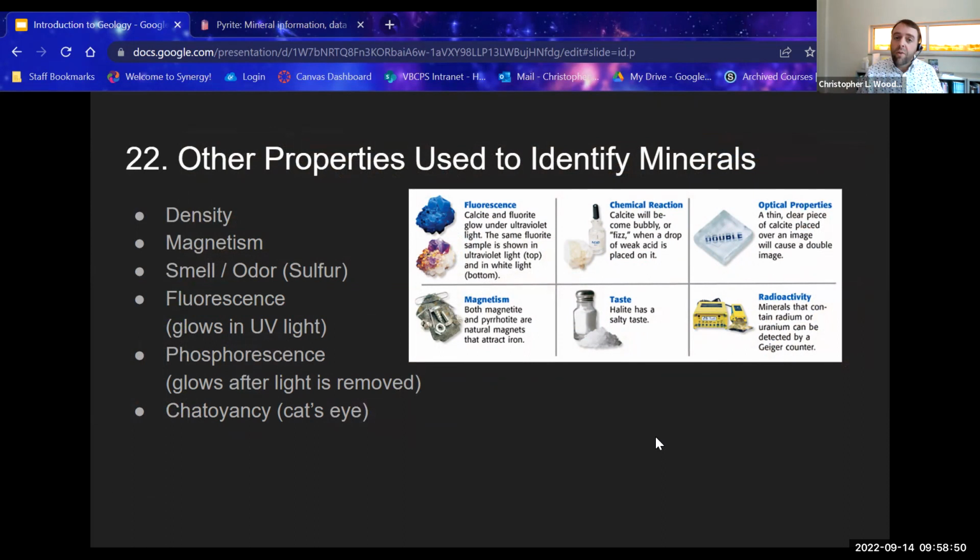There's fluorescence. Fluorescence is a property of a mineral where it glows under ultraviolet light. There's phosphorescence, where it glows of its own accord after that ultraviolet light has been removed. Think of it as glow in the dark. And then there's something called chatoyancy. It's that cat's eye effect, how light plays inside of the mineral and is bounced off and reflected.